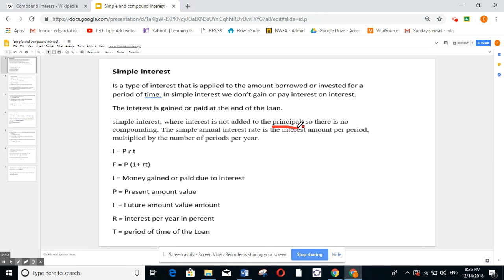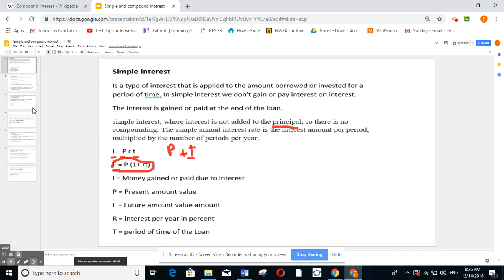The formula is I equals PRT, where I is the money you're going to gain from the interest, P is the present value, R is the rate per year, which is the rate of the simple interest, and T is the number of years you're going to keep your account. And if you want to find the future value, it will be the present value plus I. Since I is PRT, you can put P in factor, so the future value equals P times (1 plus RT).